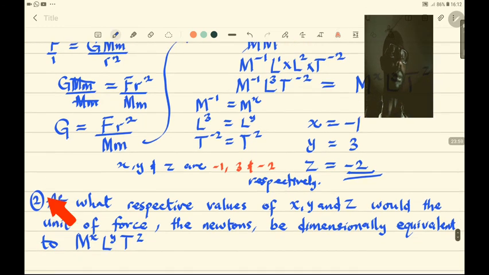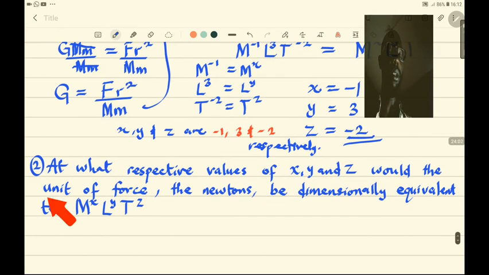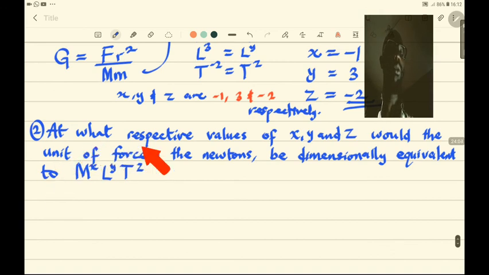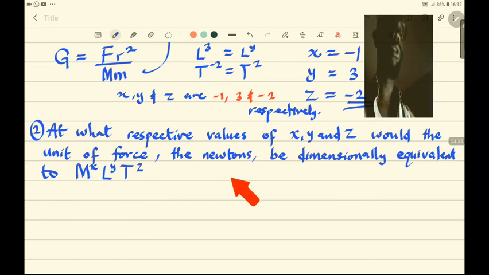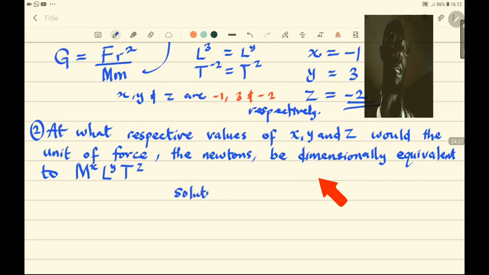So now the next question says, at what respective values of x, y, and z could the unit of force, the newtons, be dimensionally equivalent to m raised to the power of x, L raised to the power of y, and t raised to the power of z? Good. Now we need to solve that as well, like we actually solved the one above. So how does that go?